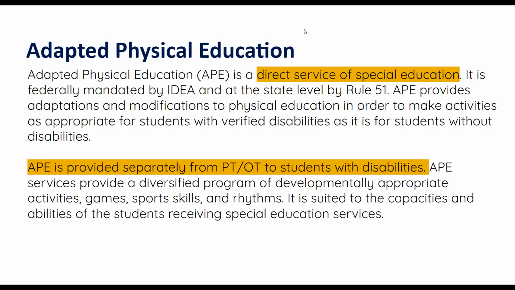Whereas the general PE with modifications and accommodations was a general education service, when we get to adaptive PE, this is one of our direct services of special education. So one of the things I highlighted in the definition here also is that it's provided separately from PT or OT. So you would not have a PT or OT provider being the person to provide that direct service.